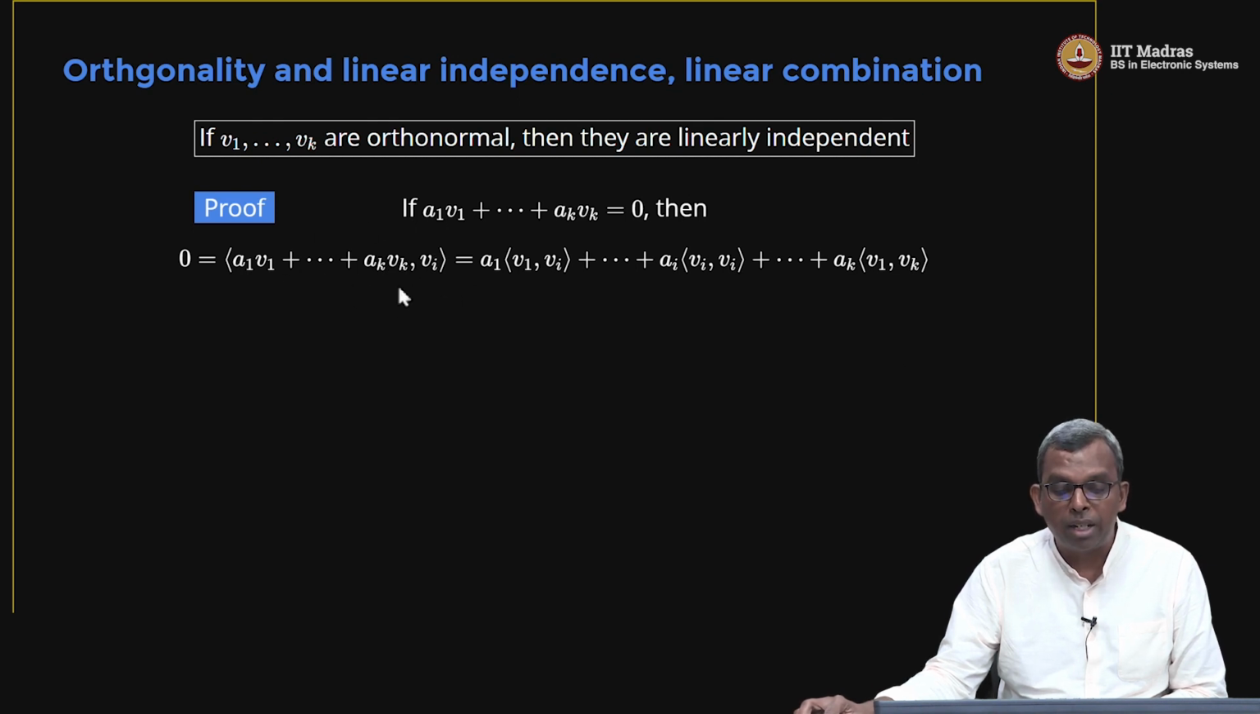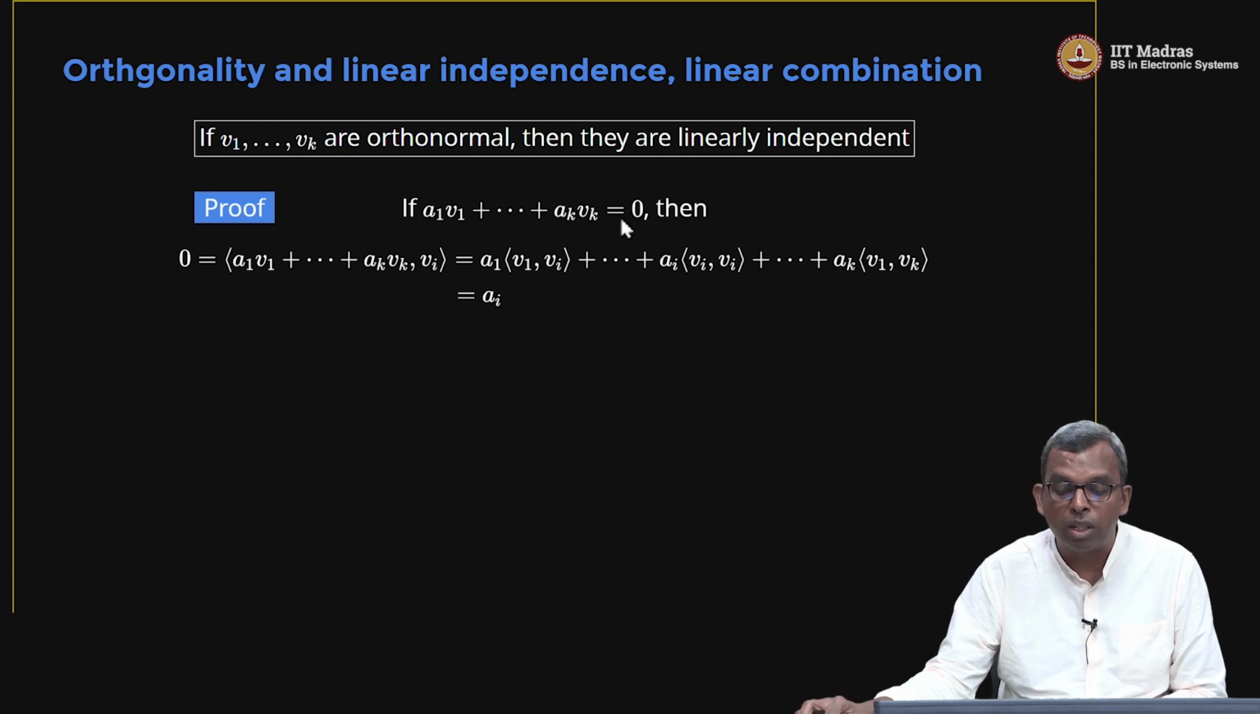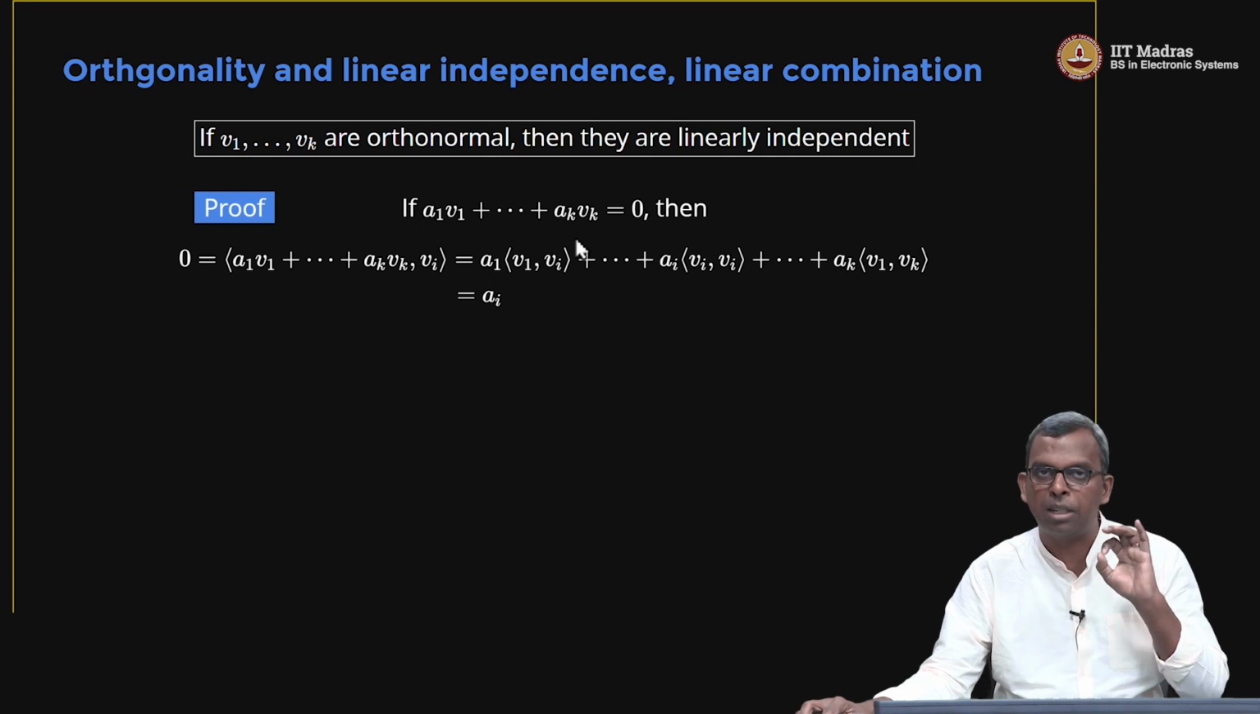Now, if you use the property of linearity of this inner product and expand this out, you get <v1, vi> etc. But then what is <v1, vi>? 0. Only <vi, vi> will survive, and this entire expansion will become ai. So basically, in an equation like this, you can take inner product on both sides. Okay, so this is a useful algebraic trick.